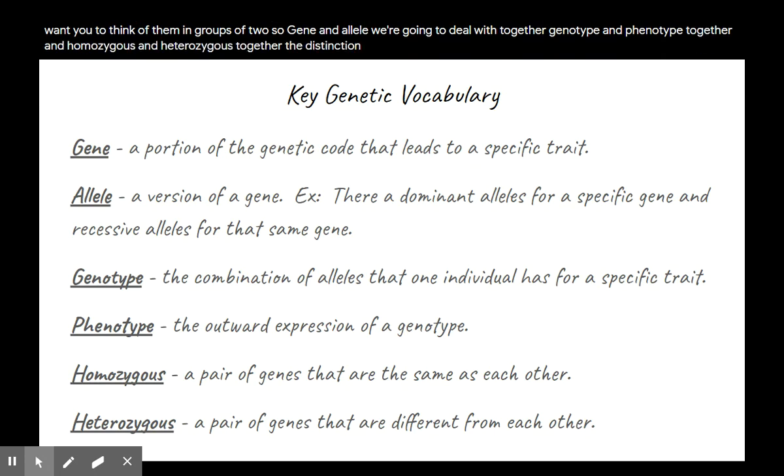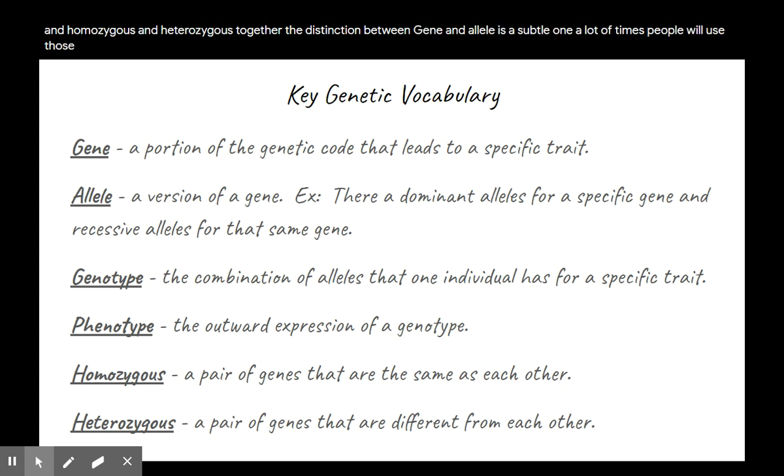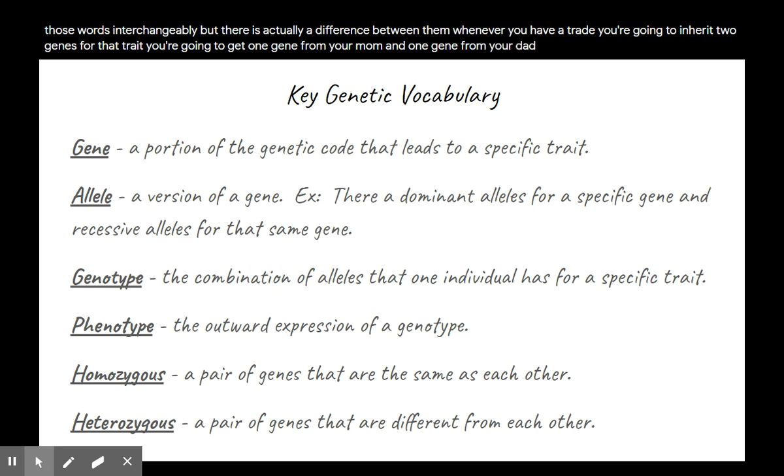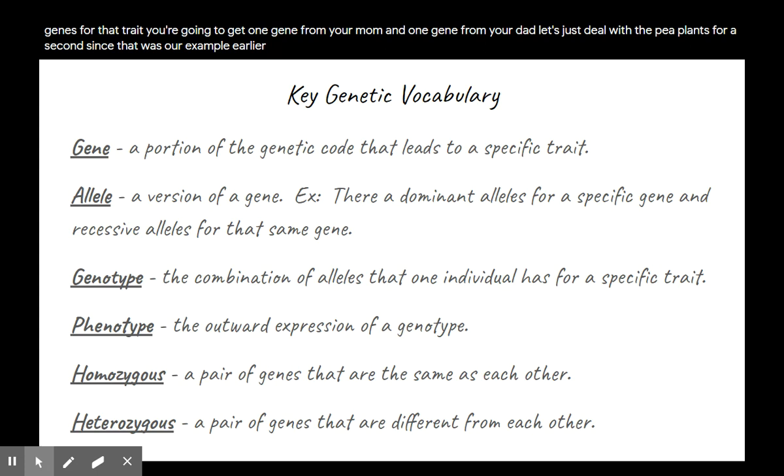The distinction between gene and allele is a subtle one. A lot of times people use those words interchangeably, but there is actually a difference between them. Whenever you have a trait, you're going to inherit 2 genes for that trait. You're going to get 1 gene from your mom and 1 gene from your dad. Let's just deal with the pea plants for a second, since that was our example earlier. You were dealing with the height of a pea plant. So each pea plant is going to receive 2 genes for height.